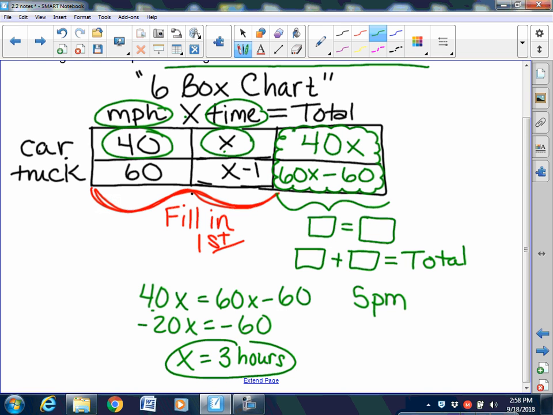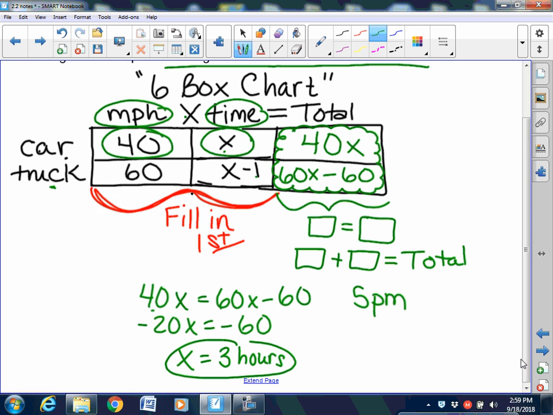Isn't that the question? When will the truck overtake the car? So let's now look at the truck. Well, isn't this the truck? Let's look over at the truck, and what does it say for truck? X minus 1. What's 3 take away 1? 2. So now we have 2 in there, right? What do you do with that number 2? Add it to what? At the time the truck left, what's 3 plus 2? 5 p.m. again, right? Isn't it 5 p.m.?